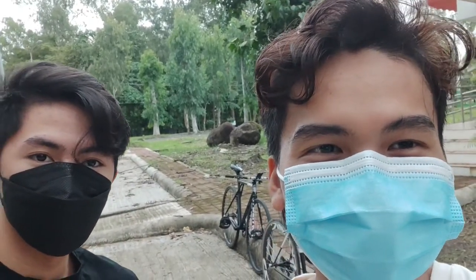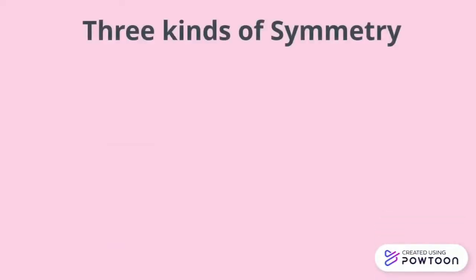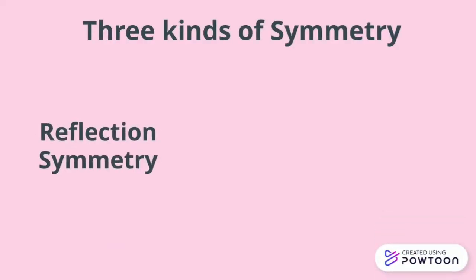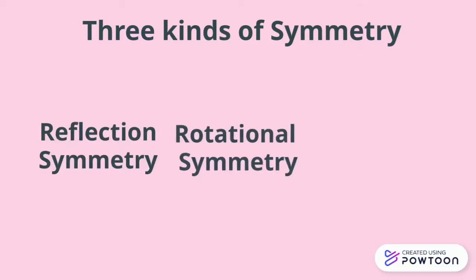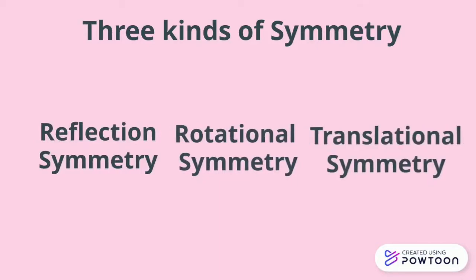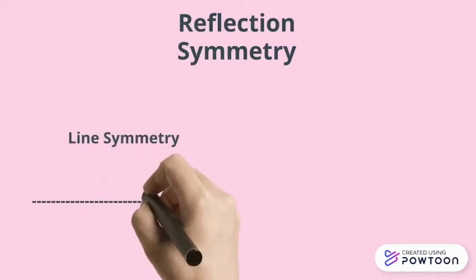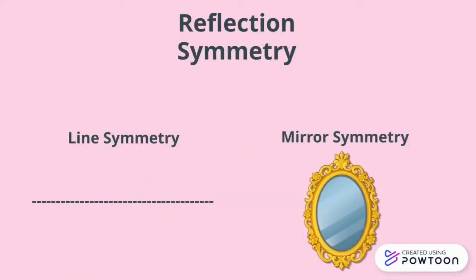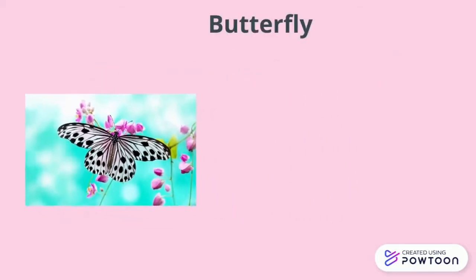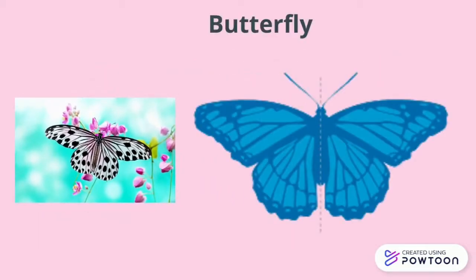There are three kinds of symmetry: reflection symmetry, rotational symmetry, and translational symmetry. Reflection symmetry, also called line symmetry or mirror symmetry, is symmetry with respect to reflection where one half is the reflection of the other half. One example is a butterfly. Its wing on the left side is identical to the wing on the right side.